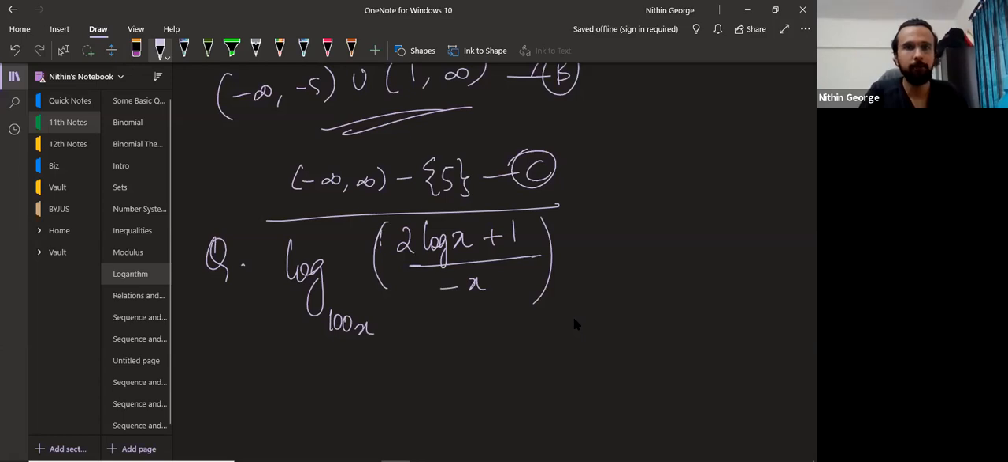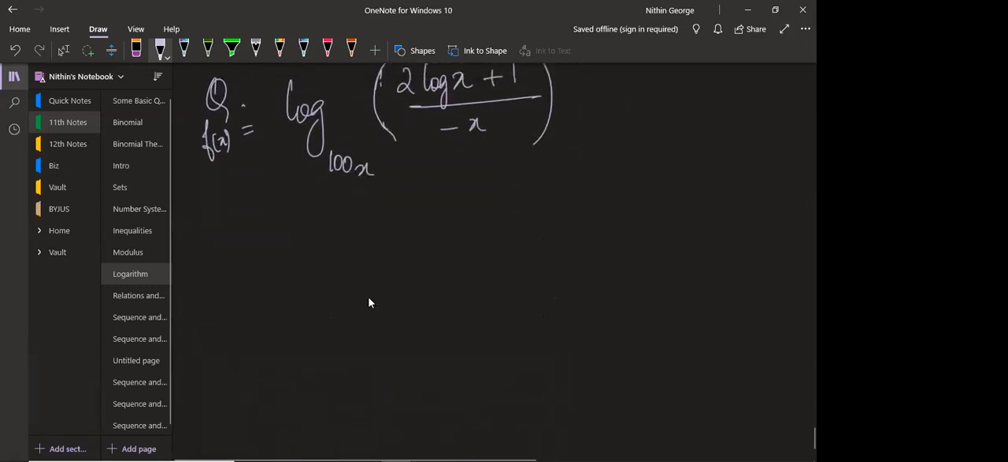Okay. When does this exist? And then this f of x, what's the domain? Same question. What's the domain? Come on, guys. The same logic we use.